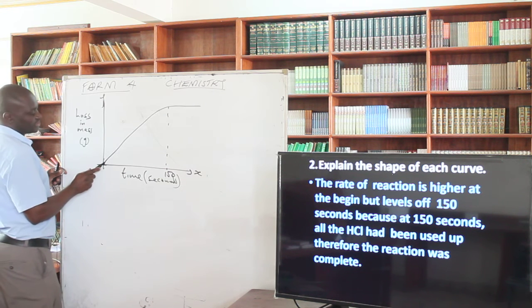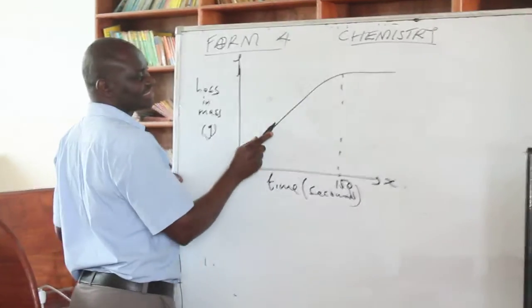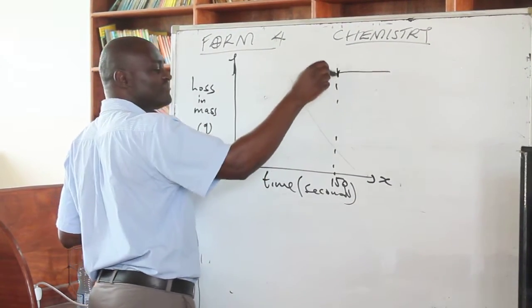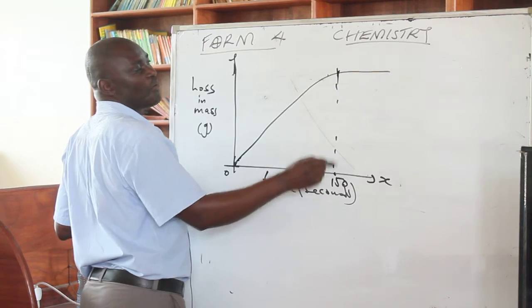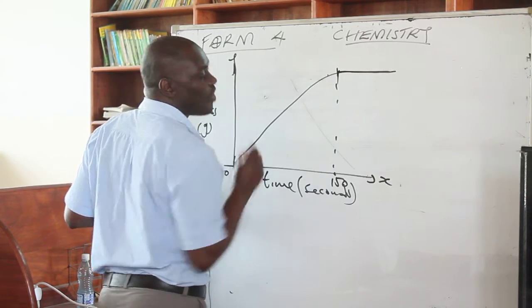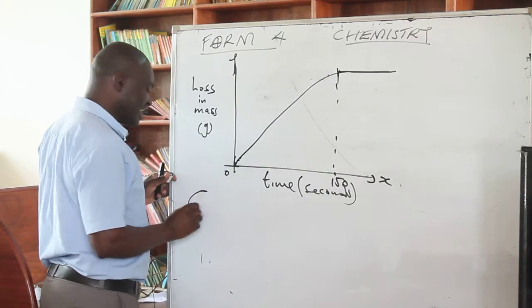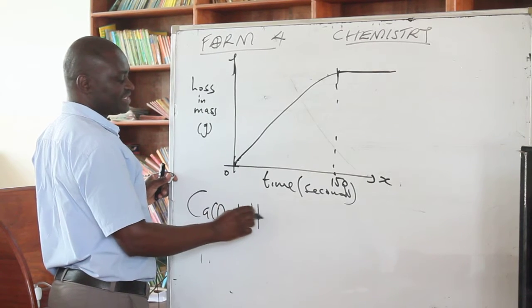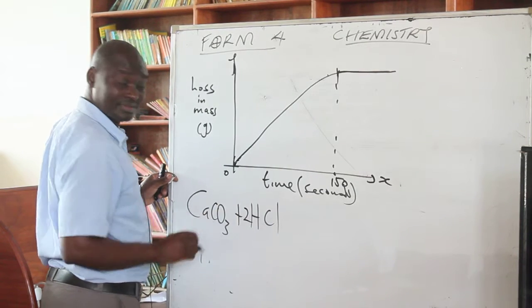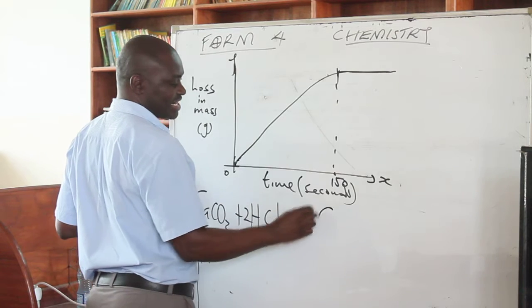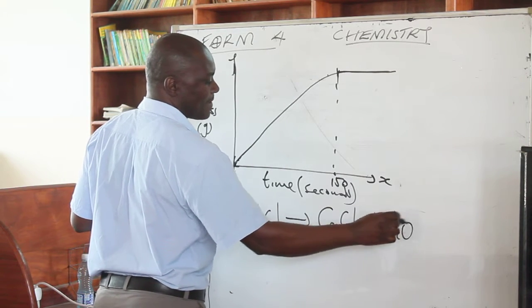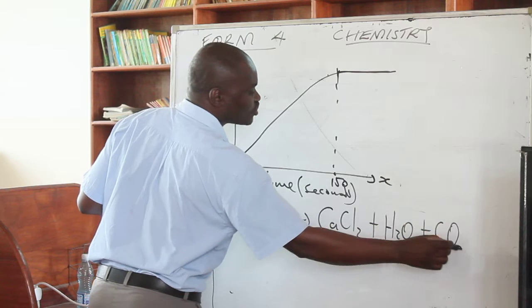So the rate of reaction increases up to 150 seconds, where it remains constant. Now, if you take calcium carbonate, you add to HCl, you get calcium chloride plus water plus CO2.